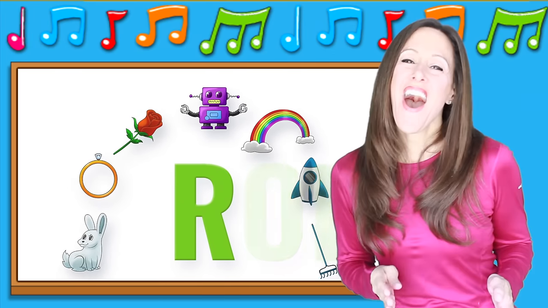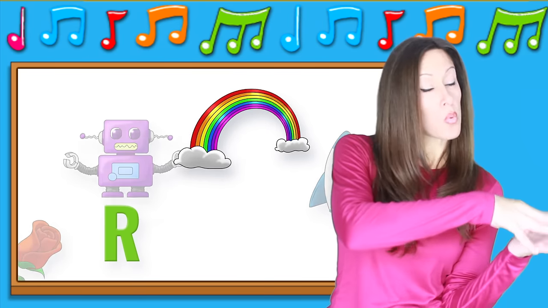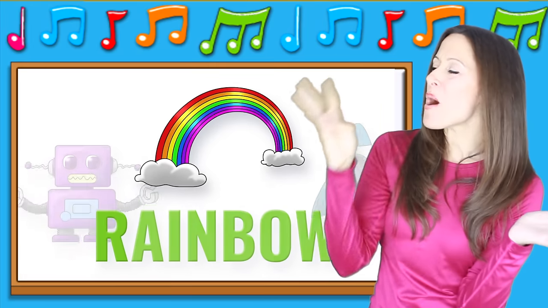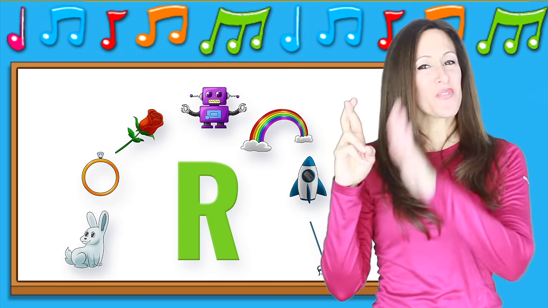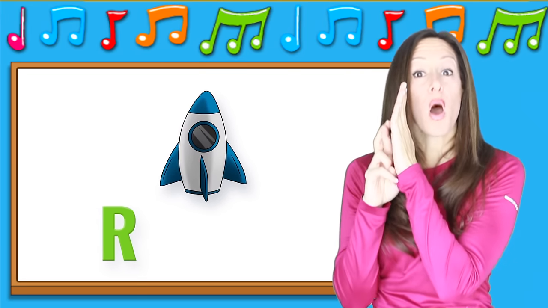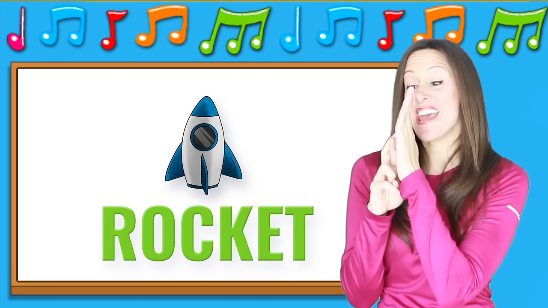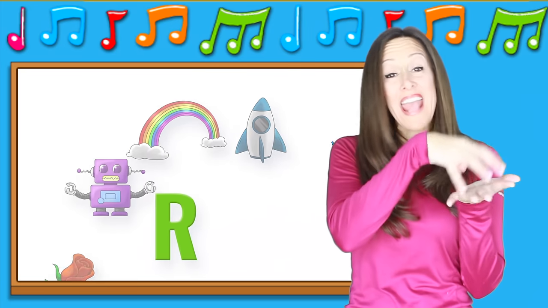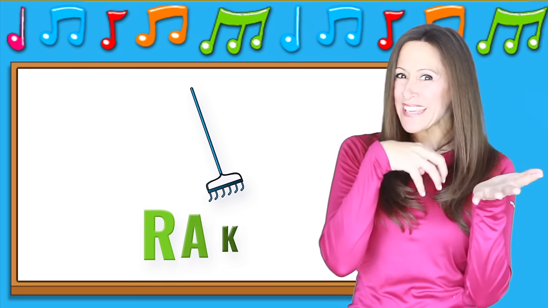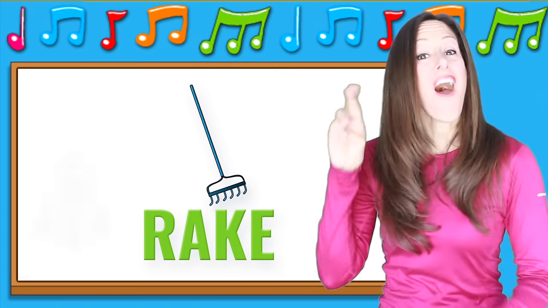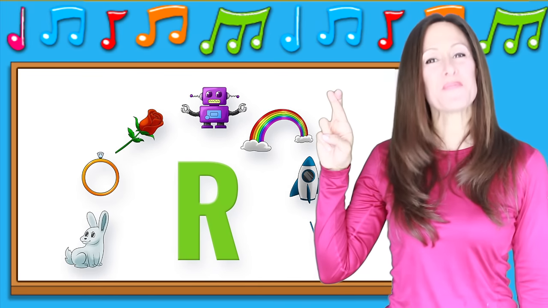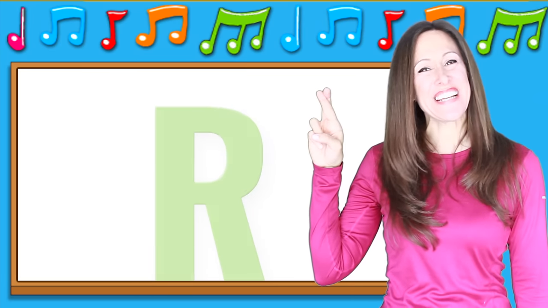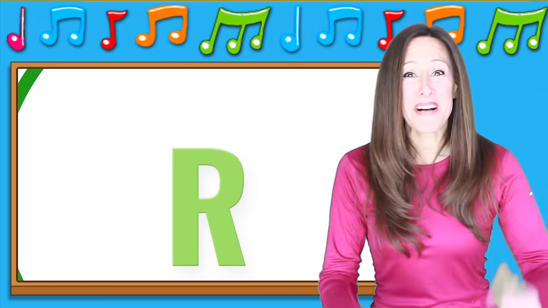Robot. R is for rainbow, rainbow, rainbow. R is for rocket, rocket. R is for rake, rake, rake. R is for R. Good job!